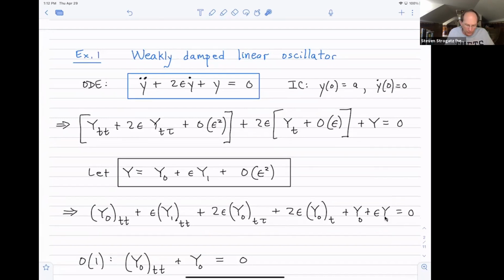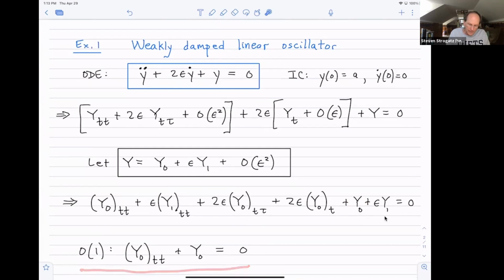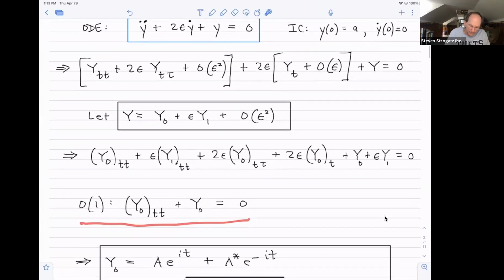So reading off the order 1 terms, there's only 2 of them, this and this. Everything else has an epsilon in front of it. So at order 1, I'm left with this equation. And at order, well, actually, while I'm there, let me just solve it. So this is a simple harmonic oscillator. Now, in problems like this, it's convenient to work with complex notation. So I'm going to use that. I could write the general solution as sines and cosines, but it's a little more convenient to use this, A e to the it plus A star e to the minus it, way of solving this equation.